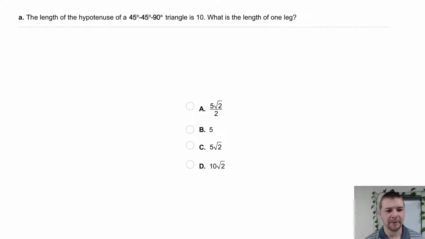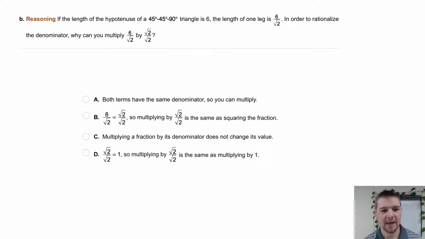Your turn, part A. The length of the hypotenuse of a 45, 45, 90 triangle is 10. What is the length of one leg? And part B, a reasoning item. If the length of the hypotenuse of a 45, 45, 90 triangle is 6, the length of one leg is 6 over the square root of 2. In order to rationalize the denominator, why can you multiply 6 over the square root of 2 by the square root of 2 over the square root of 2?